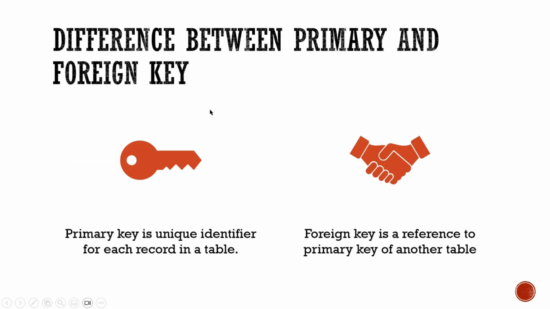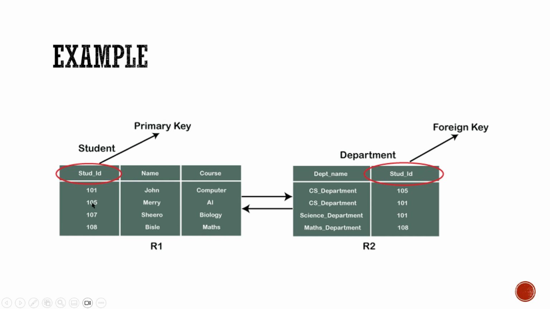The difference between primary and foreign key: a primary key is a unique identifier for each record in a table. A foreign key is a reference to the primary key of another table. Here you can see an example: student ID. These are unique, not null, no duplicates. These are the primary key. Now the same student can have different departments and different subjects, right? Here you can see 101 twice, so this student is in the computer science department and also the science department. So here we call it a foreign key.